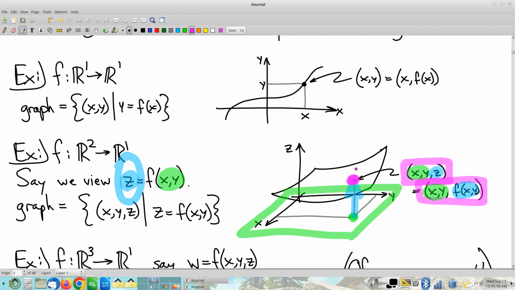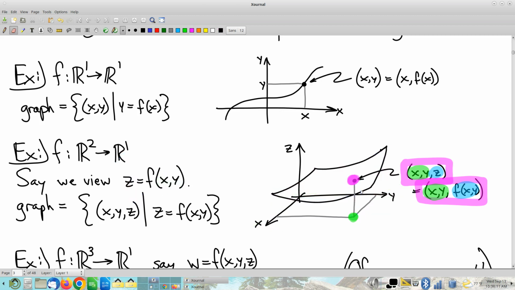Okay. Is everybody on board? Let me go ahead and like that. There we go. Okay. All right. So seems like a natural extension of what we did in single variable context.